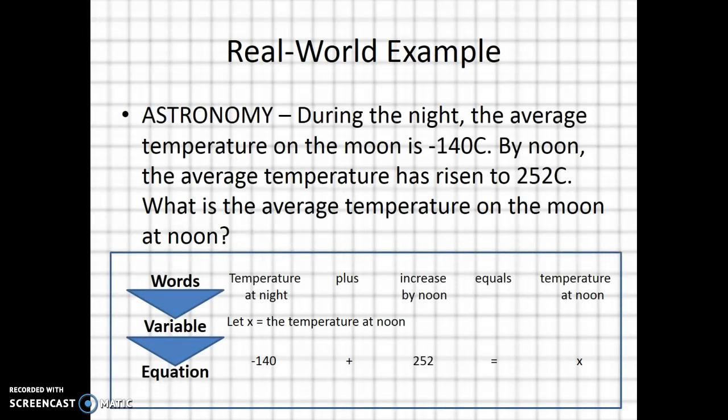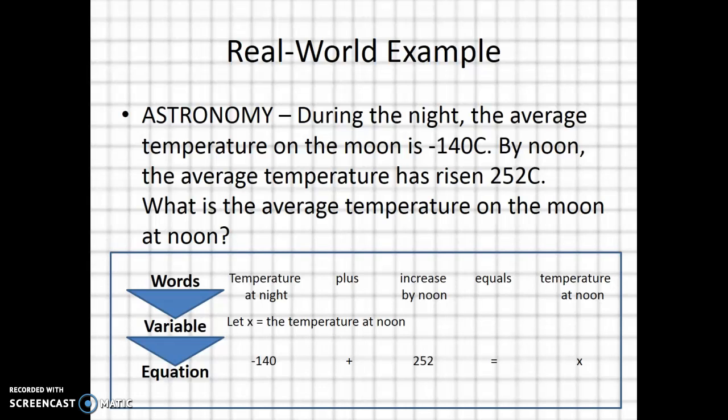All right, let's go through these real-world examples that you've got in your packet. The first one is about astronomy. It says, during the night, the average temperature on the moon is negative 140 Celsius. By noon, the average temperature has risen 252 degrees Celsius. What is the average temperature on the moon at noon?